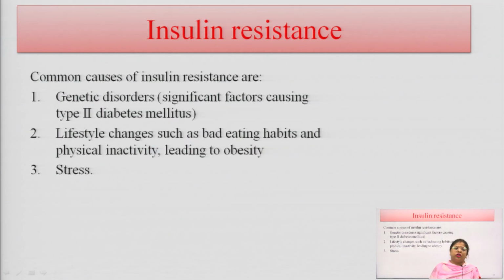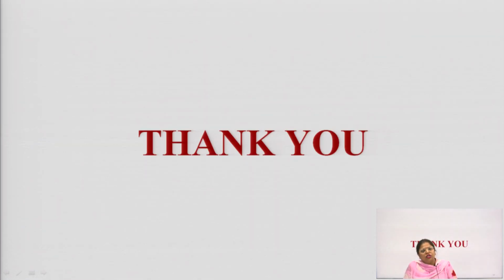and what are the main causes of insulin resistance? The main causes of insulin resistance: the first one is genetic disorders, genetic factors causing type 2 diabetes mellitus, or lifestyle changes like bad eating habits, physical inactivity, or obesity. Your physiological condition, together with the genetic disorder, is basically responsible for insulin resistance. So, these are the hormonal regulation of insulin and glucagon, diabetes mellitus and their resistance. Thank you.